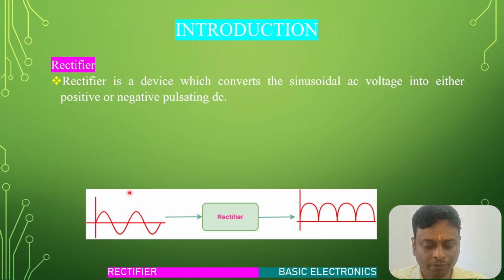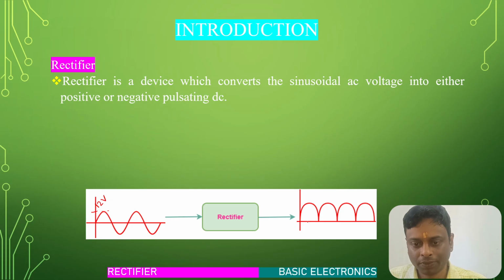Okay. So which is your 12 volt. The output of a transformer is 12 volt. So that is the rectifier unit. You can see this is the positive pulsating DC. So these are the DC signal superimposed with the AC signal.